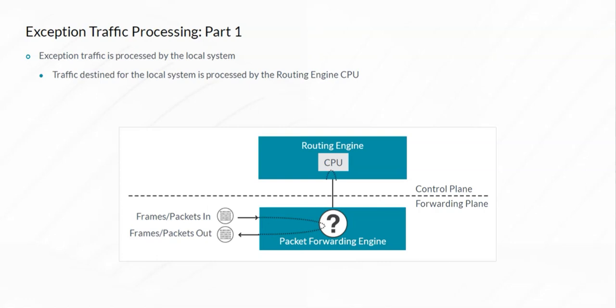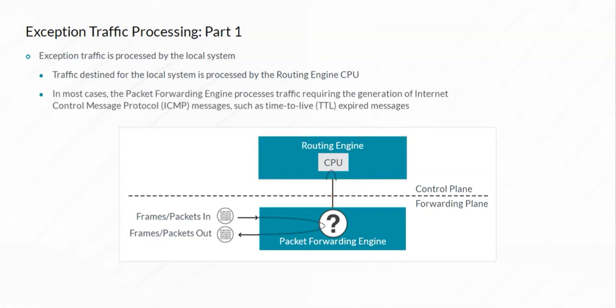IP packets with the IP options field set. The options field in the packet's IP header is rarely seen, but the packet forwarding engine, or PFE, was purposely designed to not handle IP options. Packets with IP options must be sent to the routing engine for processing.